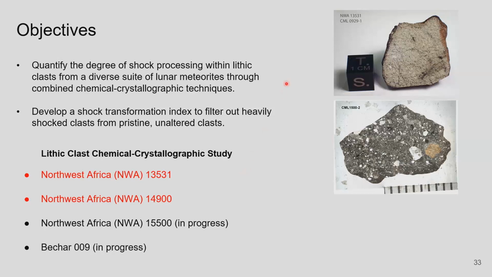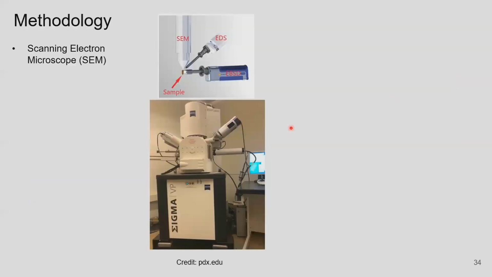So the 2 samples I'll be talking about are Northwest Africa 13531. That's this sample right here. And Northwest Africa 14900, which is this sample right here. And you can see they're a bit different in their texture. They appear different.